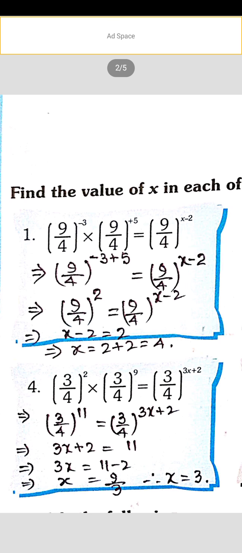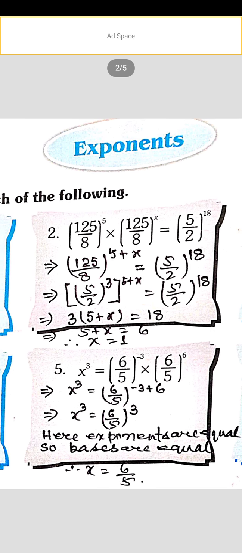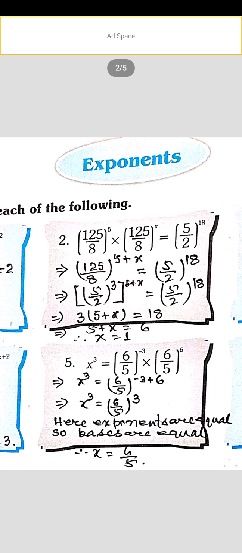Question number 2. (125/8)^5 multiplied by (125/8)^x equal to (5/2) raised to the power 18. Now in LHS, here bases are same, so add the exponents. So (125/8) raised to the power 5 plus x equal to (5/2) raised to the power 18. But here bases are different, so 125 by 8 can be written as (5/2) whole cube and a square bracket 5 plus x.